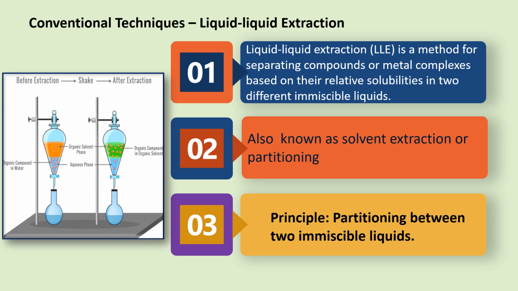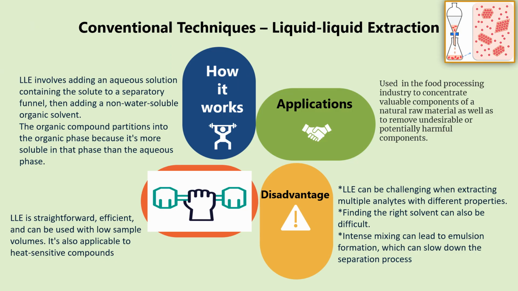Liquid-liquid extraction, also known as LLE, is a method for separating compounds or metal complexes based on their relative solubilities in two different immiscible liquids. This technique is also referred to as solvent extraction or partitioning, and the principle is partitioning between two immiscible liquids.